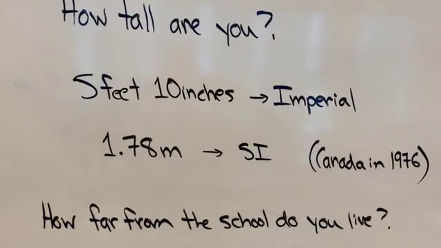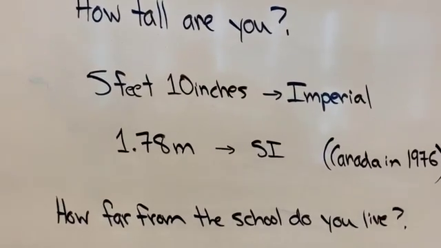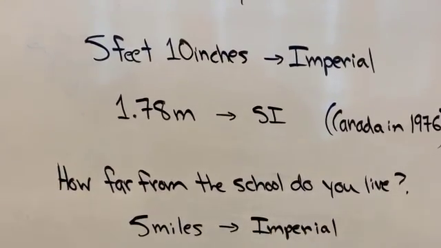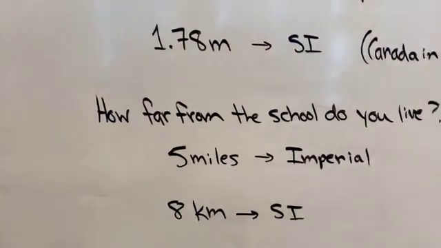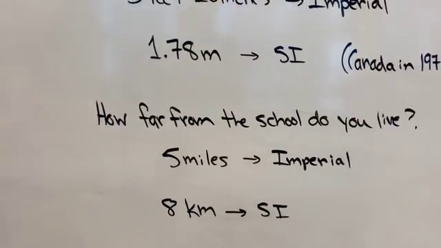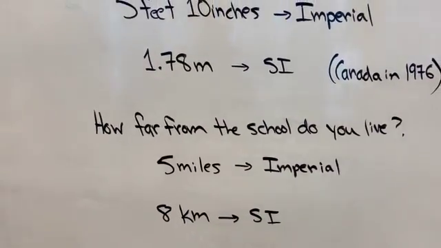If I asked you how far from the school you live, you might say 5 miles if you're thinking imperial, or you might say 8 kilometers. Those two measurements are the same size, they just happen to be in different units.